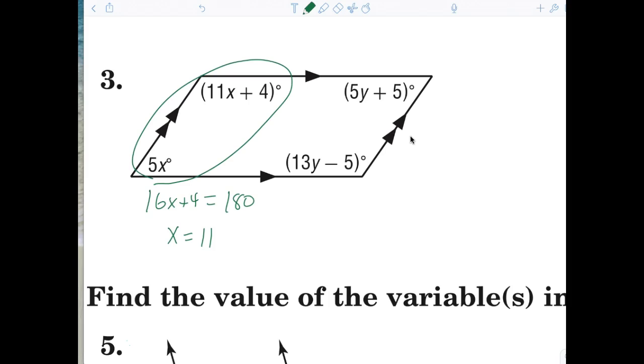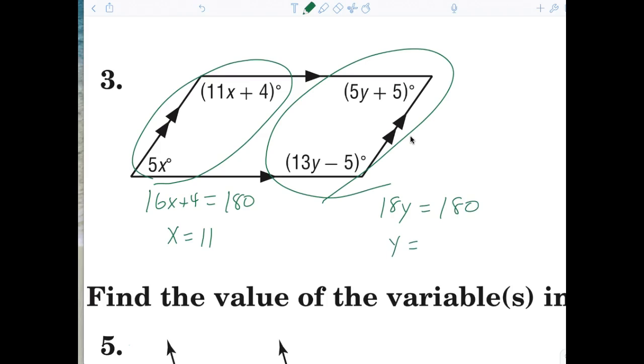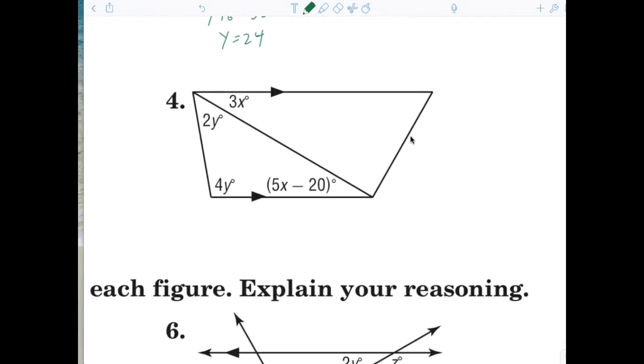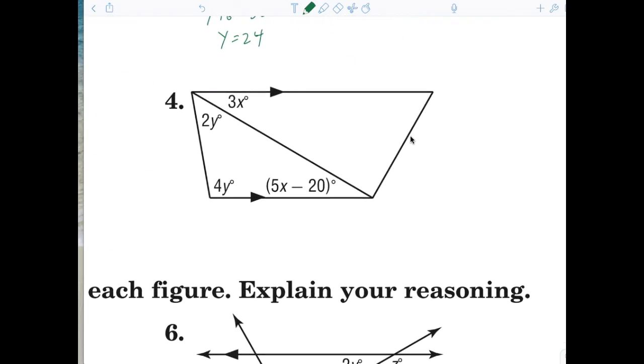All right, next one. Here we go. What do I have here? 18y equals 180. So to me, y is equal to what? Y is equal to 10. Pretty easy. Everybody good? All right. So now, here we go. Let's look at 4.